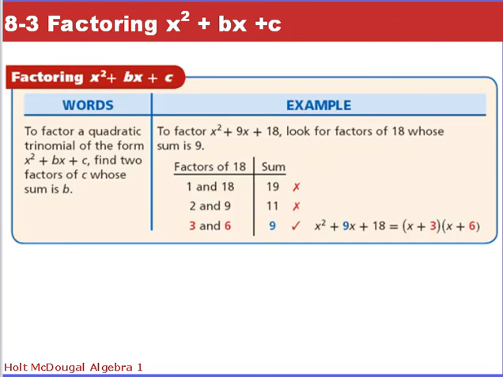So this is just a quick summary. To factor a quadratic trinomial in the form x squared plus bx plus c, find two factors of c whose sum is b. And so here they look for factors of 18 that sum to be 19 or sum to be 9.